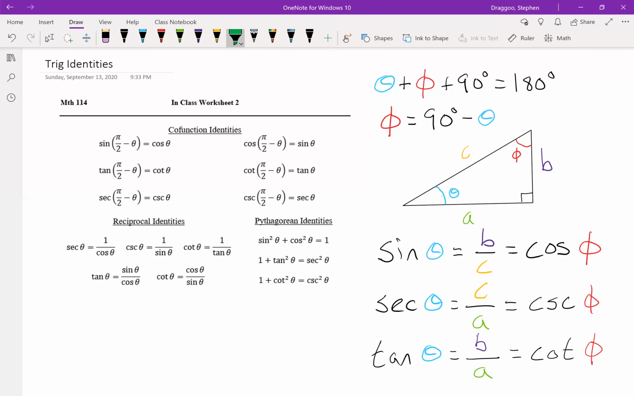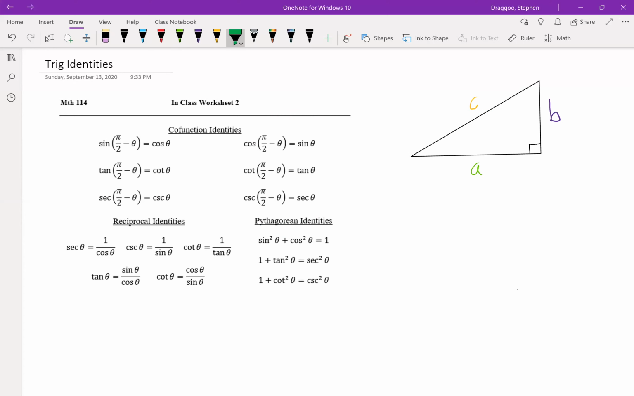Since 90 degrees minus theta is the complement of theta. Same with pi over 2 minus theta is the complement of theta if I were working in radians. So a function to a cofunction, function to cofunction, function to cofunction. And they work in the reverse ways as well, going from the cofunction back to the original function. So from cosine to sine, from cotangent to tangent, cosecant to secant.